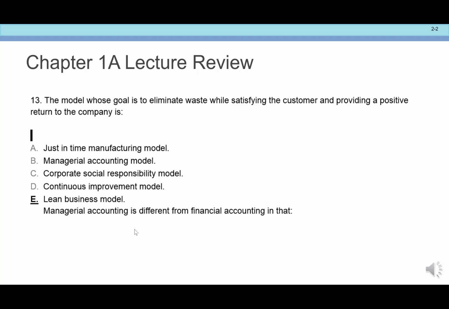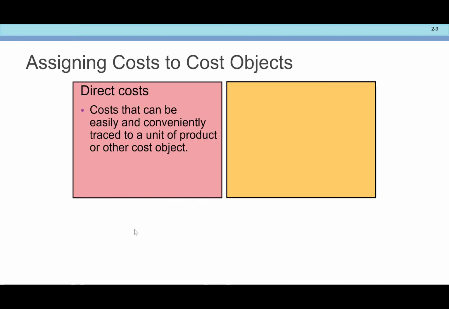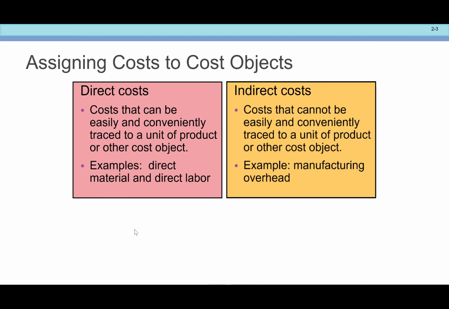Now we're going to be gathering costs in our system as we manufacture our goods. We start in chapter 2 understanding the nature of these various costs. Now, we put costs into two broad categories. We put them into either direct or indirect.